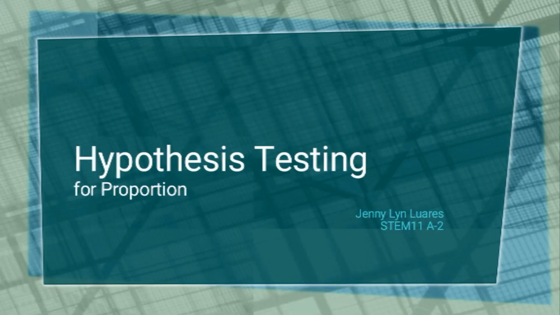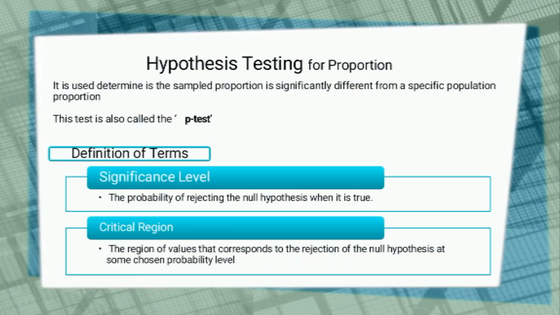And I am here today for a given test to do a vlog tutorial. And I chose to discuss the hypothesis testing for proportion. So now, let's get into the video. As I said, I will be discussing today the hypothesis testing for proportion. It is used to determine if the sample proportion is significantly different from a specific population proportion. This is also called the p-test.